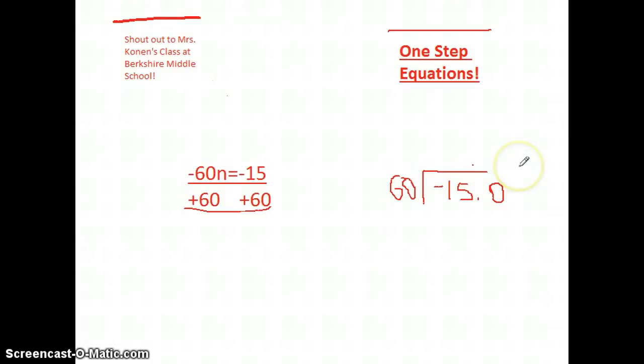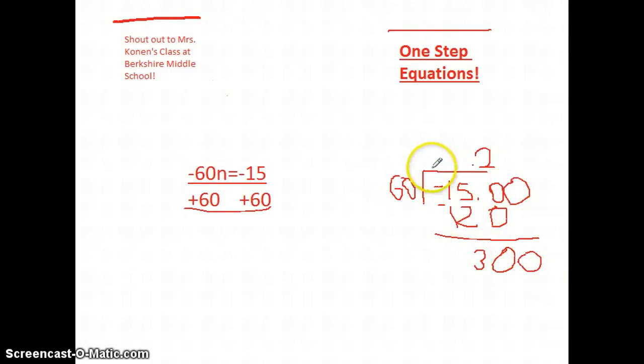60 can go into 150, if you were to round it up, about 2 times. So we put 2 after the decimal, and that would equal 120. Sorry for this bad handwriting, I'm using a computer. So you put 0 and a 3. Put a 0 at the end if you need one, because we do. 60 can go into 300 5 times. So the answer here would be n equals negative 0.25. And that is one-step equations.